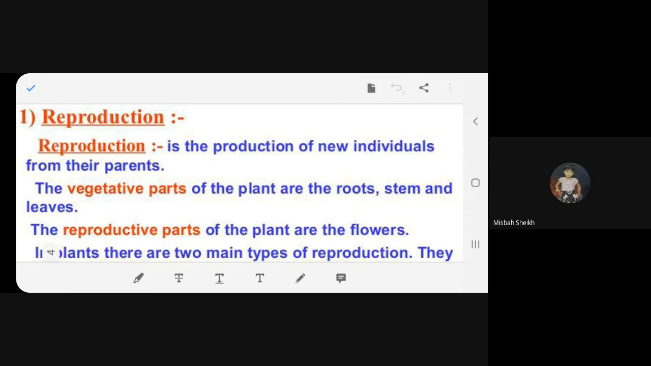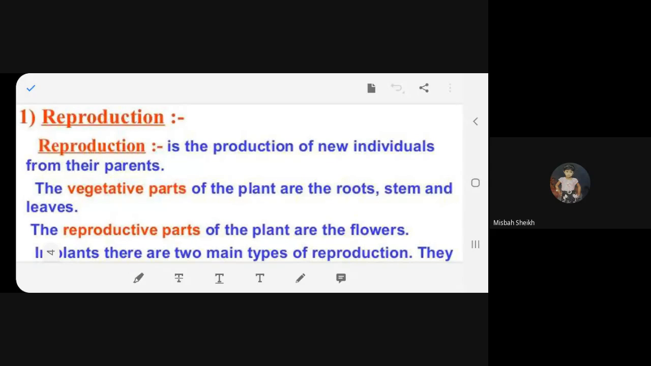Just a moment. Now, what is reproduction that we have already observed? That new young ones are produced from the parents. You agree? Girls, all of you agree? That we are producing babies. We are producing young ones from the parents. Yes or no?